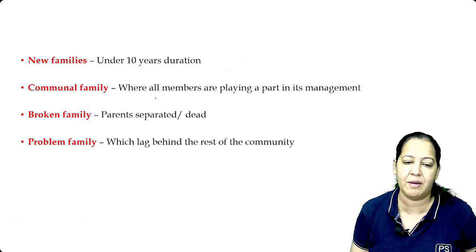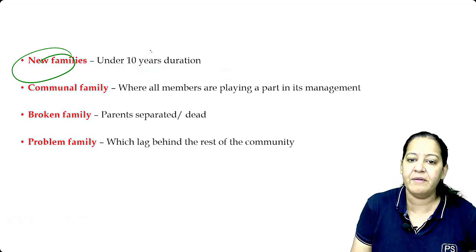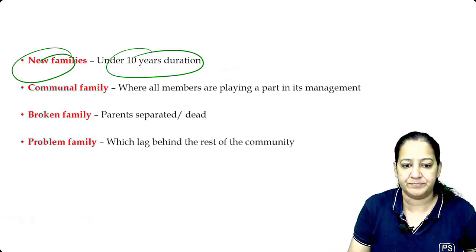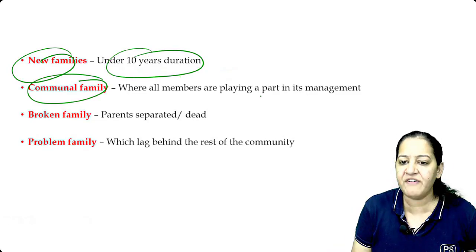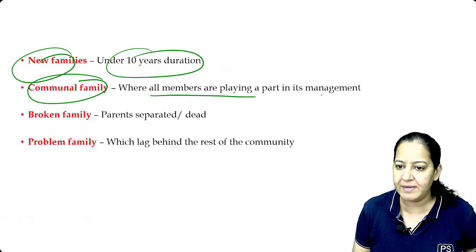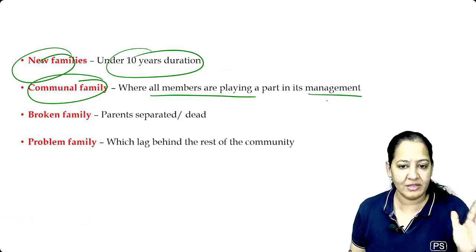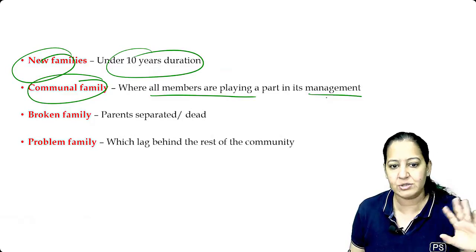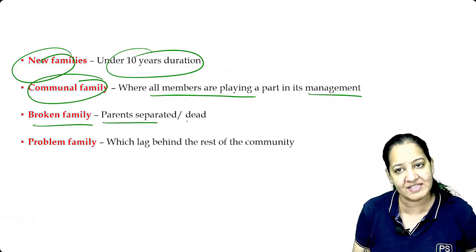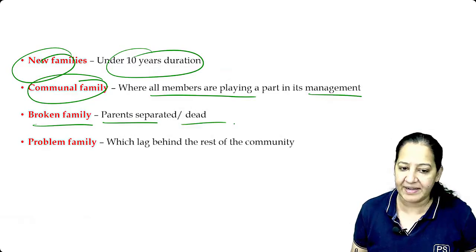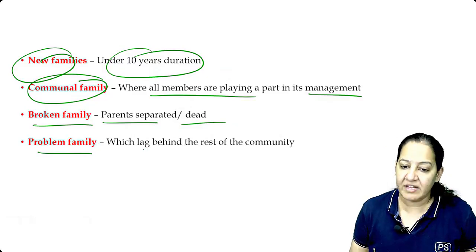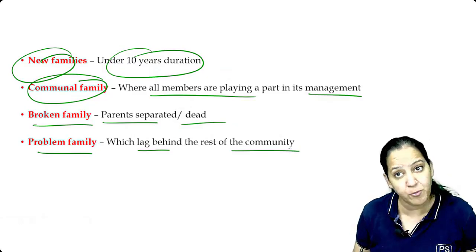We know the 3-generation family. New family, any family which is formed within 10 years of duration. Communal family, when all the members play a part in its management. So it's not one head of the family. All the family members are given equal rights. That is communal family. Broken family, when parents are separated, divorced, or one of the parents is dead. And problem family, when the family lags behind the community, they are very poor, like that.